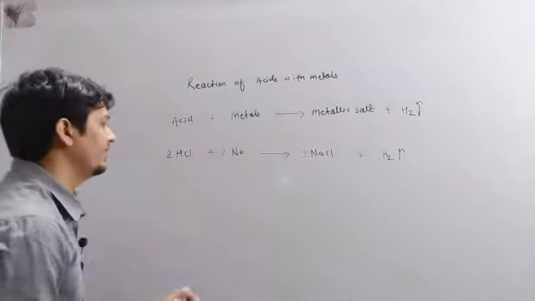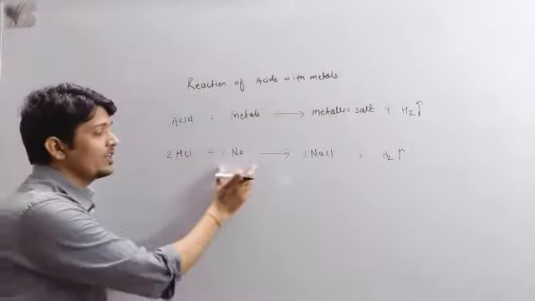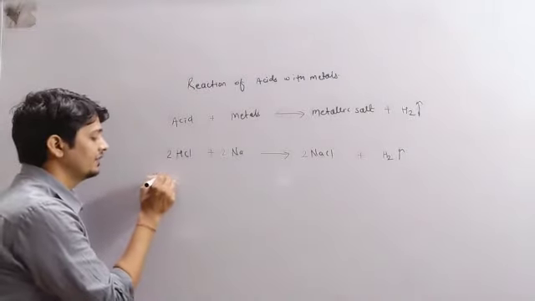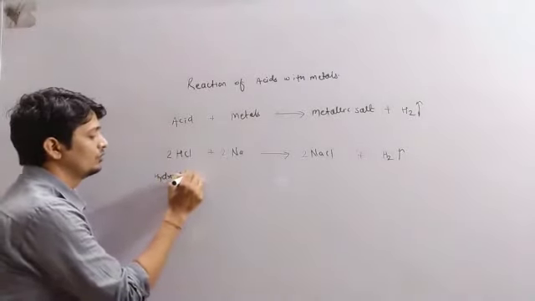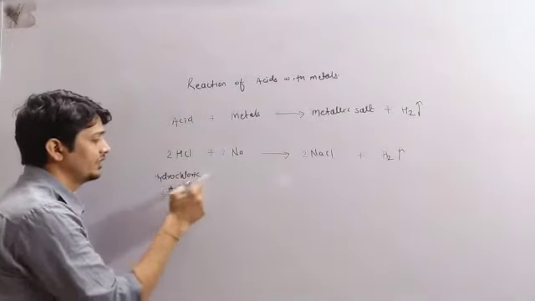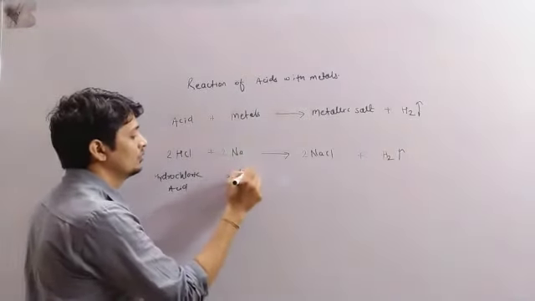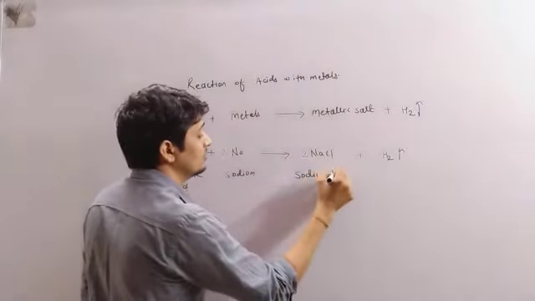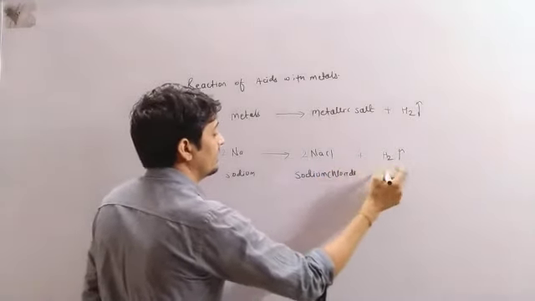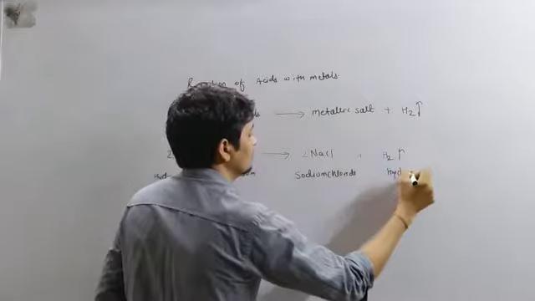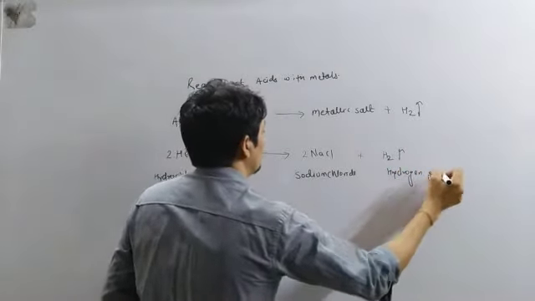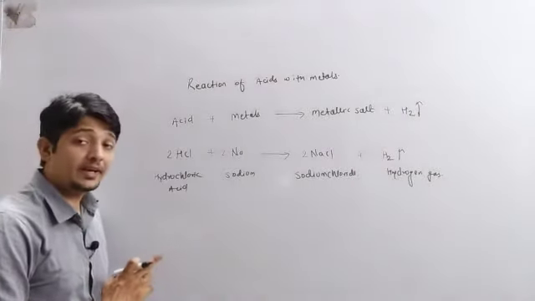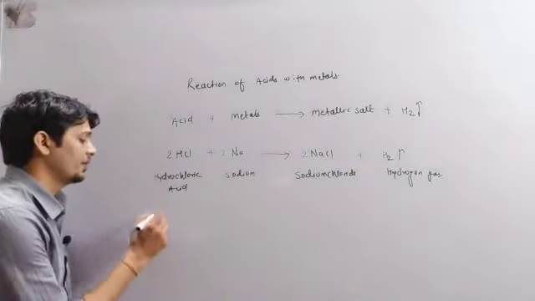Okay, now we will see the next example. So we have to write the name of each of the compounds below them. So it is hydrochloric acid, so we have to write hydrochloric acid. It is sodium metal, so sodium. It is sodium chloride, and it is hydrogen gas. Okay, so this is the way metal reacts with acid, they form metallic salt. Now we will see the next example.